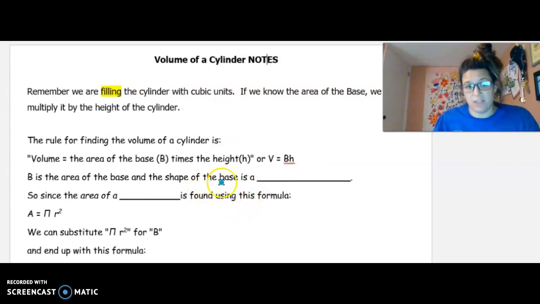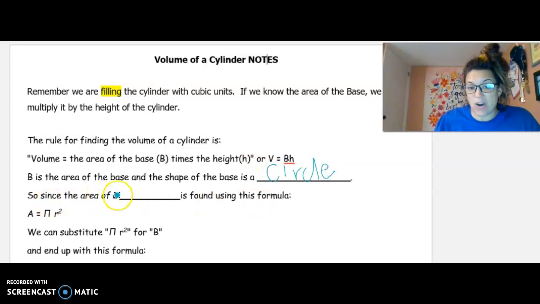Okay, volume of a cylinder. We are still putting cubes inside the cylinder for volume. Even though a cylinder is round, we are still going to fill it up with cubes. If we know how many fill up the base of the cylinder, then we can multiply it by the height, just like we did with the prism. So the volume is the area of the base times the height. But the base is in the shape of a circle on a cylinder.